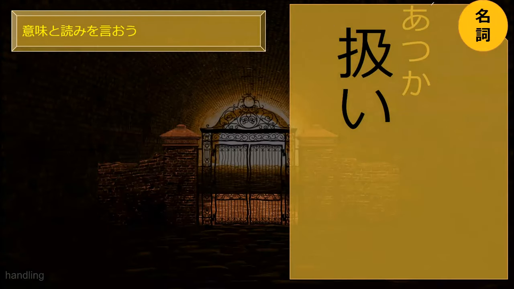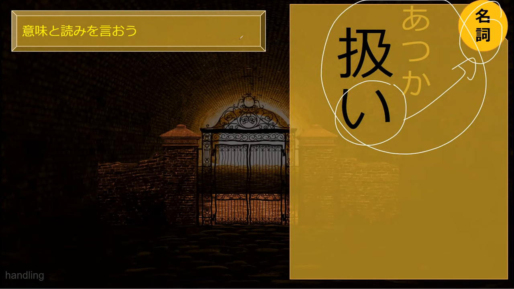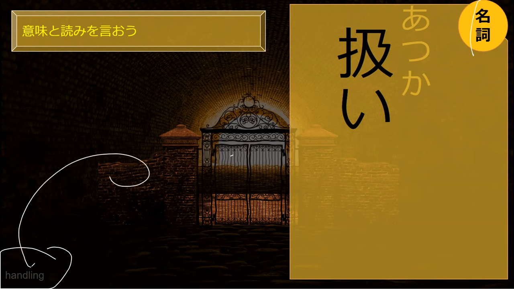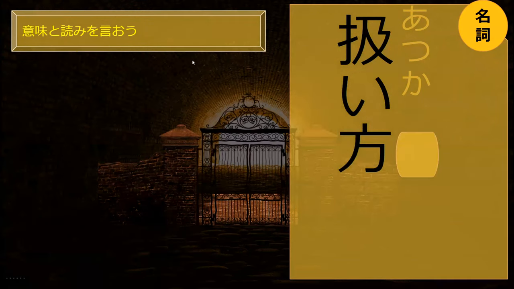Atsukai is a noun. It ends with an I, but it's a noun. There to be just confusing for you. So it is not an adjective. It is not an i-adjective. This is a noun. It's a verbal noun. And it means handling, like the handling of something. So not the verb. It is a noun. Atsukai. Do you happen to know how to read this?